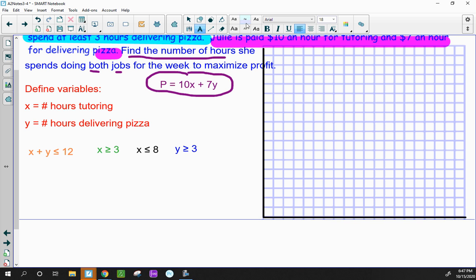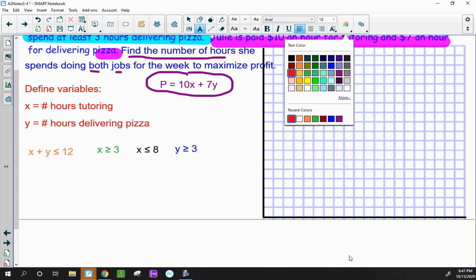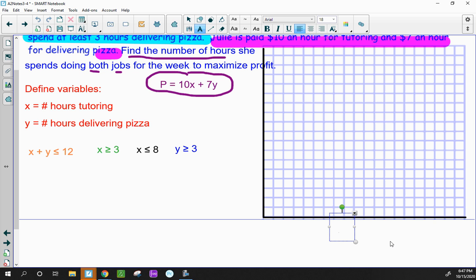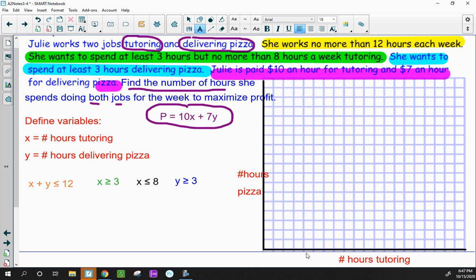And then what I would like you to do is be very, very specific and tell me what the x-axis stands for. And so we're looking at the defined variable part. The x-axis is going to be the number of hours tutoring. And then here, y is going to be the number of hours delivering the pizza. Okay, so just always make sure that you are labeling your axes. And a quick note on graph paper, if the numbers are relatively small like mine, just let every box be 1 unit. And that way you don't have to show me tick marks and the number values, of course.